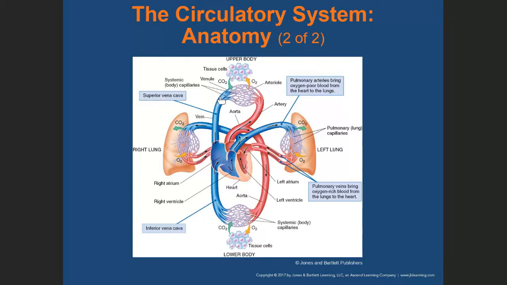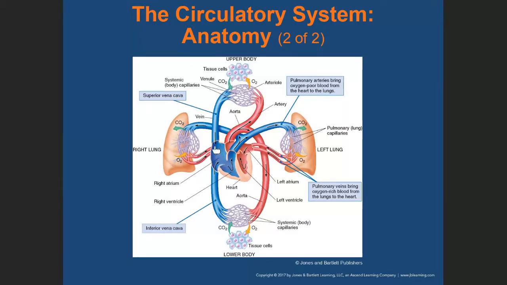So we have the vena cava, which is the largest veins in the body. You have the superior vena cava and you have the inferior vena cava. The superior vena cava collects deoxygenated blood from the upper portion of the body, and the inferior vena cava transports deoxygenated blood from the lower portion of the body. So, deoxygenated blood from the upper portion of the body and the lower portion of the body is going to travel via the superior and the inferior vena cava, and then it empties into the right atrium.